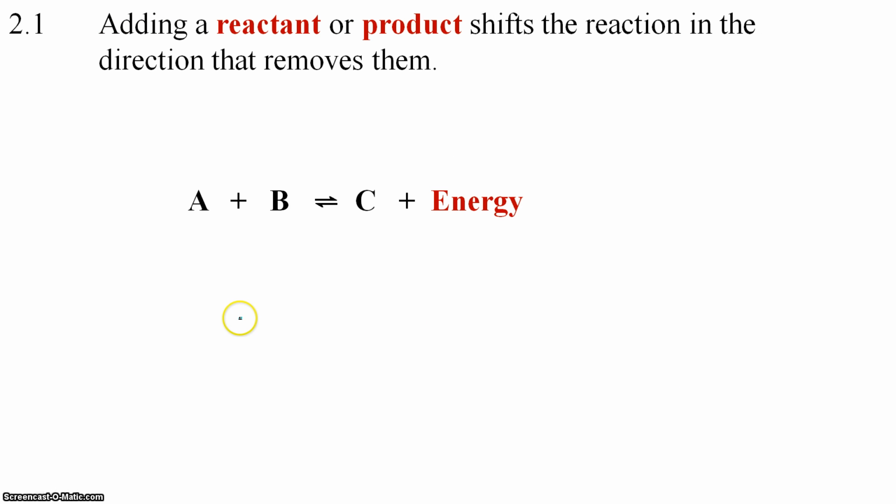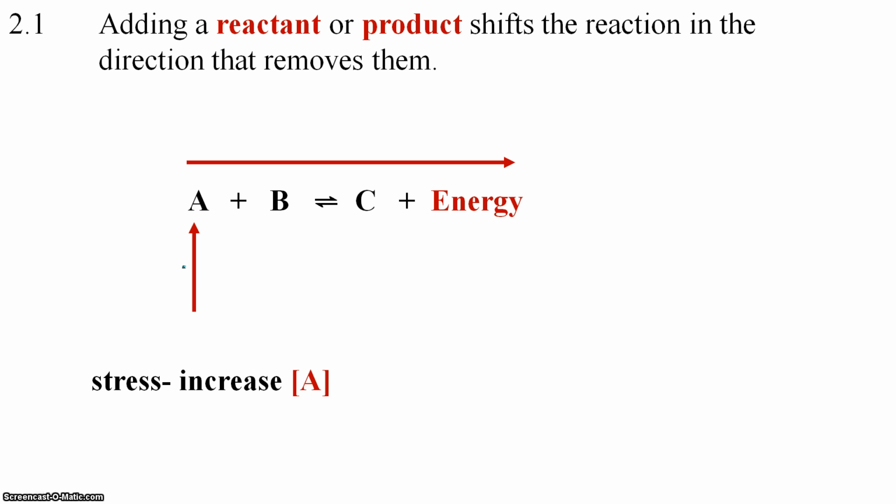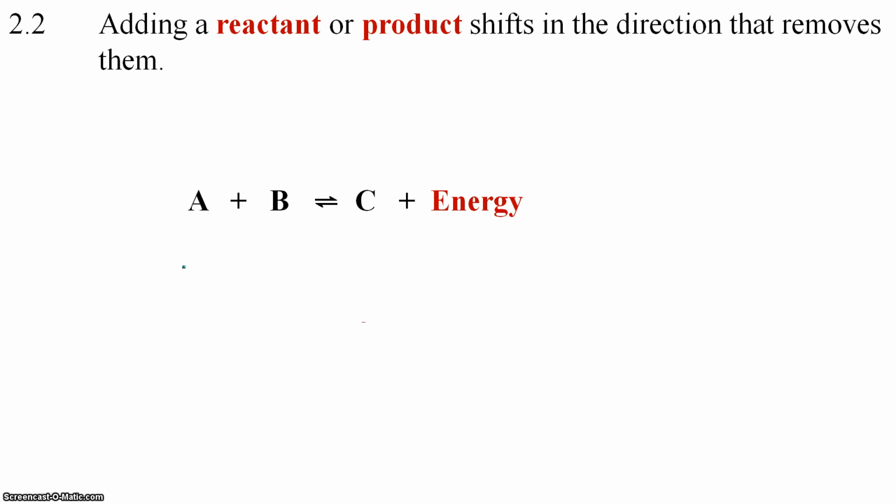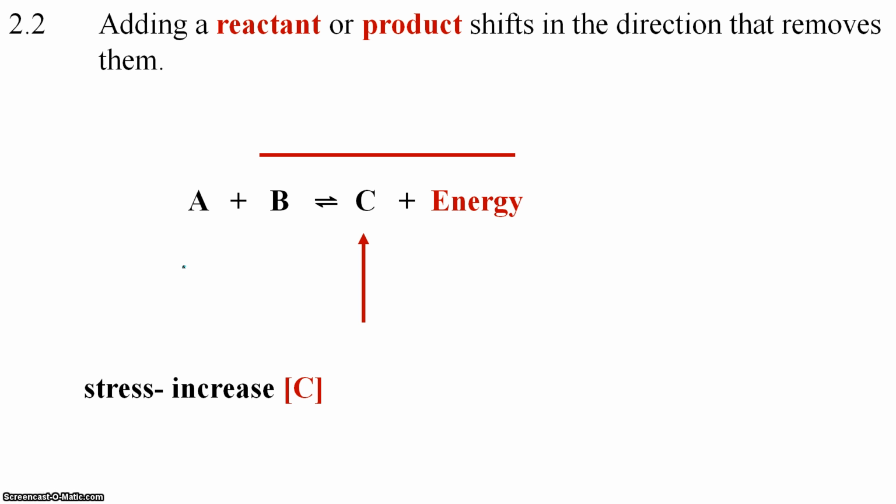If we add a reactant or product, it shifts the reaction in the direction that removes them. Okay, so if we increase the concentration of A, we're going to see a forward push towards products. If we increase C, we're going to see a push towards the reactants. Now, I'd say even for the quiz, if you don't understand all of these concepts, it's fine. Just take in this small little cheat right here.